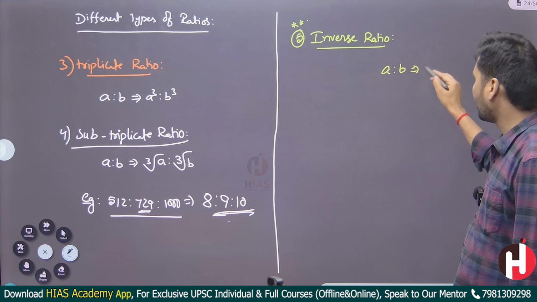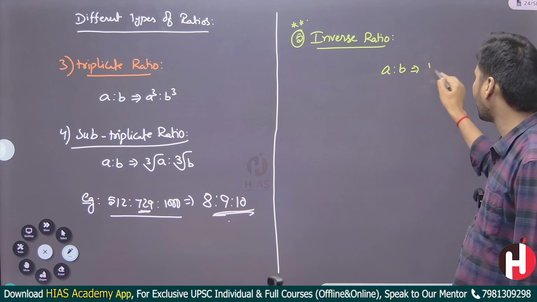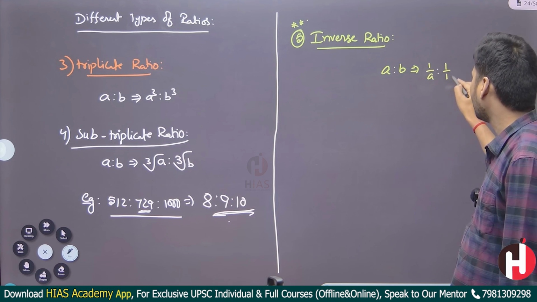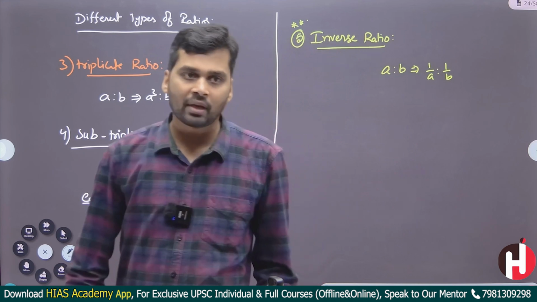It is nothing but A inverse is to B inverse. That is nothing but 1 by A is to 1 by B. Inverse ratio of A is to B means 1 by A is to 1 by B.